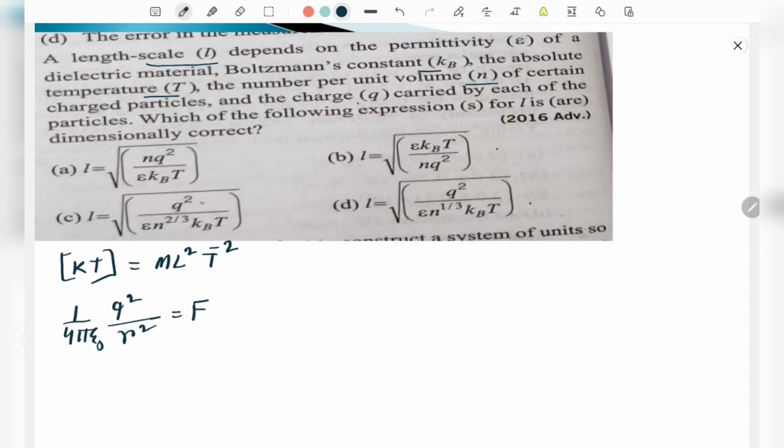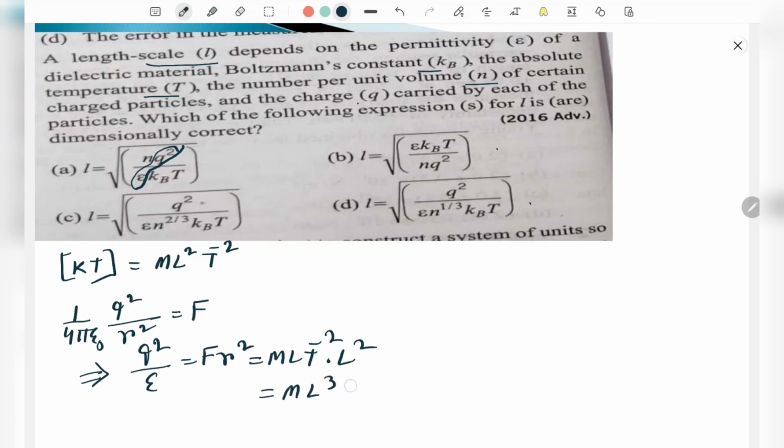this is the force on a charge q due to the electric field produced by another charge q when the distance between them is r. Therefore, this particular quantity q square by epsilon has the dimension of F r square, which is MLT to the minus 2 into L square, or ML cube T to the power minus 2.